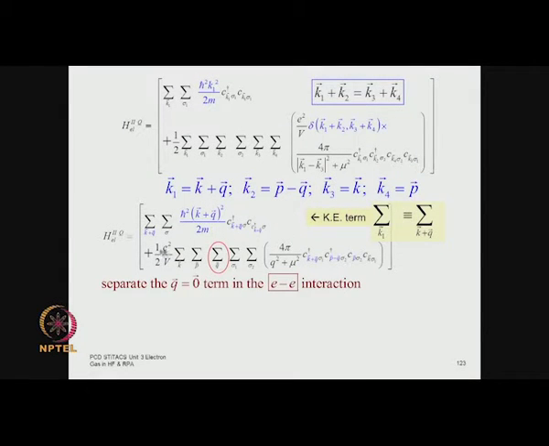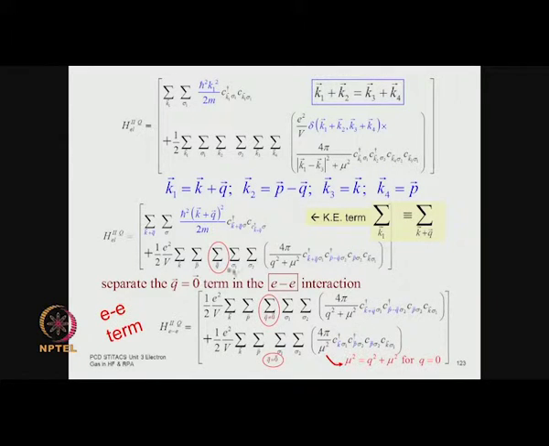So now what we will do is examine this electronic part, the electron part, and over here you have summation over q. In this we separate the term corresponding to 0 momentum transfer and then the remaining terms in which q is not equal to 0. So we will separate this into 2 parts. One is this q not equal to 0 and this part is q equal to 0.